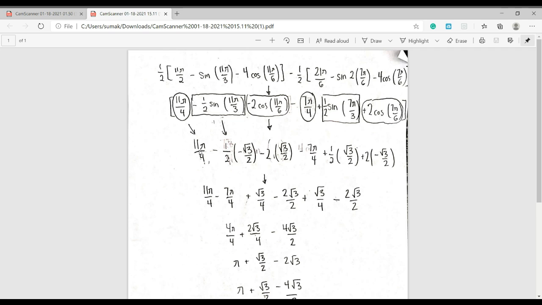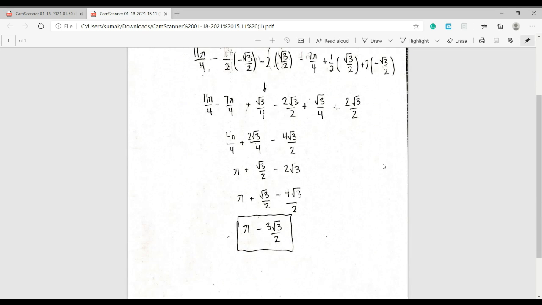So I have 11 pi over 4, and then I distributed this, so negative 1/2 times whatever sine 11 pi over 3 was, which is negative root 3 over 2. And then I multiplied these two as well, so I got negative 2 times cosine 11 pi over 6, which is just root 3 over 2 as well. Then we have minus 7 pi over 4 plus 1/2, and sine 7 pi over 3 is also just root 3 over 2. And then we have plus 2, and cosine of 7 pi over 6 is just negative root 3 over 2. So then I wanted to simplify it even more.